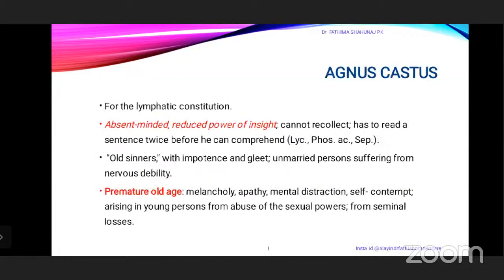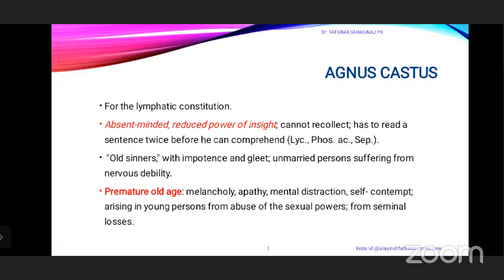So next about Agnus cactus. Agnus cactus is for the lymphatic constitution, absent-minded, reduced power of insight, cannot recollect, has to read a sentence twice before he can comprehend it. This is combined with Lycopodium, Phosphorus, Phosphoric acid and Sepia.